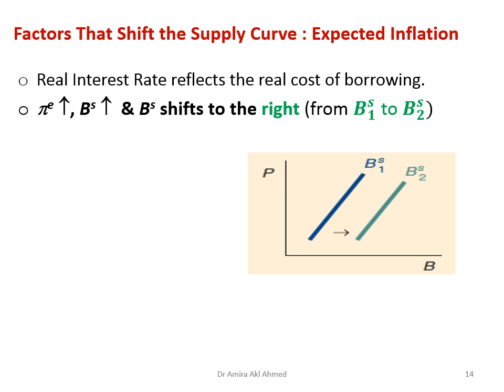Recall from chapter 3 that the real cost of borrowing is more accurately measured by the real interest rate. The real interest rate equals the nominal interest rate minus the expected inflation rate. For a given interest rate, and of course a corresponding bond price, when expected inflation rises, the real cost of borrowing declines. Therefore, the quantity of bonds supplied increases at any given bond price and eventually the supply curve shifts to the right.